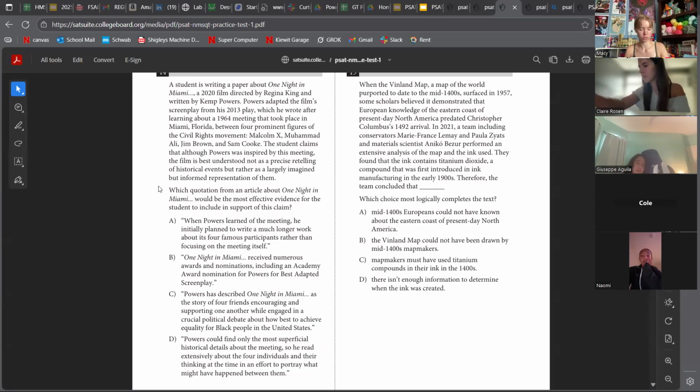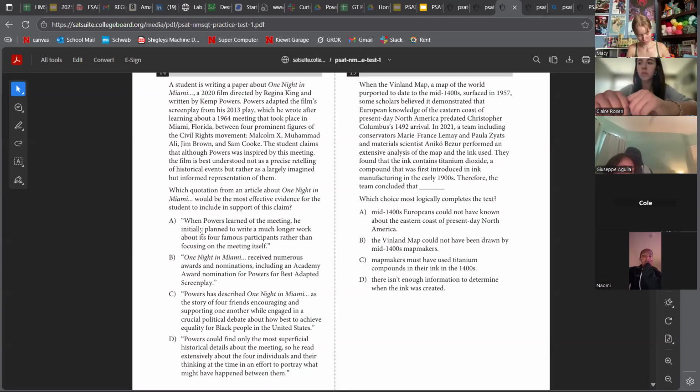First, let's understand what the question is asking. Which quotation from the article about one night in Miami will be most effective evidence for the student to include in support of his claim? So first, we have to figure out what the student is claiming. And that's said here in the last sentence. The student claims that although Powers was inspired by this meeting, the film is best understood not as a precise retelling of historical events, but rather as a largely reimagined but informed representation. So basically, it's not exactly what was happening, but he used some information and reimagined it.